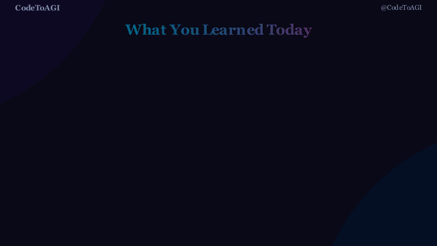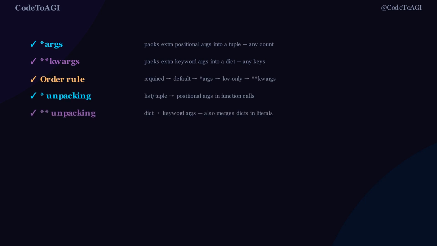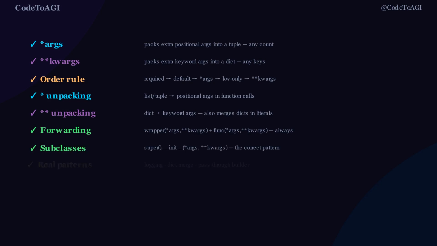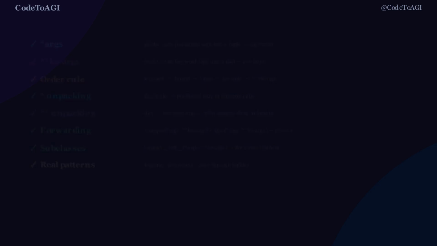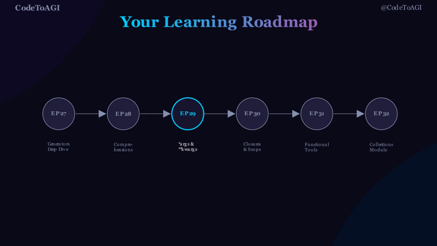Let's recap what you learned today. *args packs extra positional arguments into a tuple inside the function. **kwargs packs extra keyword arguments into a dict inside the function. The correct order is required, defaulted, *args, keyword-only, **kwargs. In function calls, * unpacks a sequence into positional arguments. ** unpacks a dict into keyword arguments.